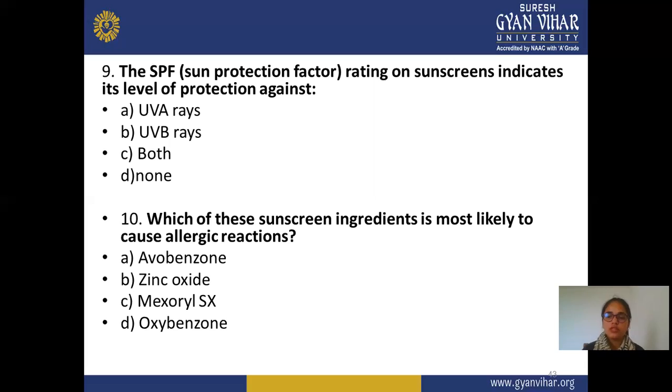So these are all the questions related to today's lecture on sunscreen. After completing this lecture, you can easily answer these questions. These questions are very simple.